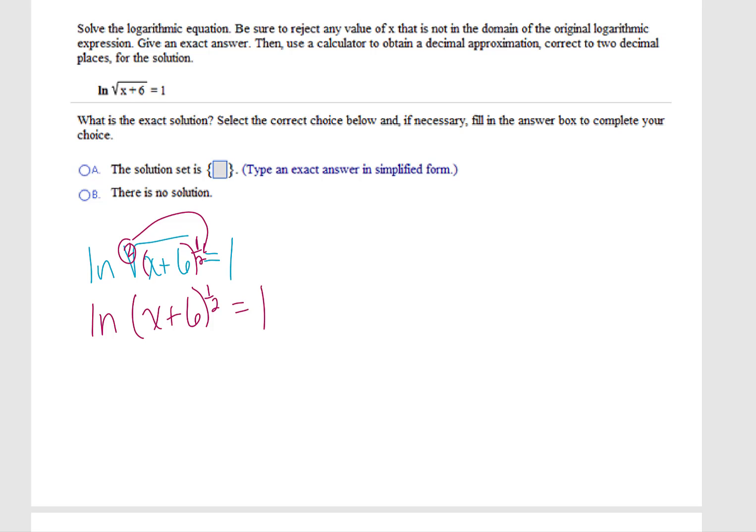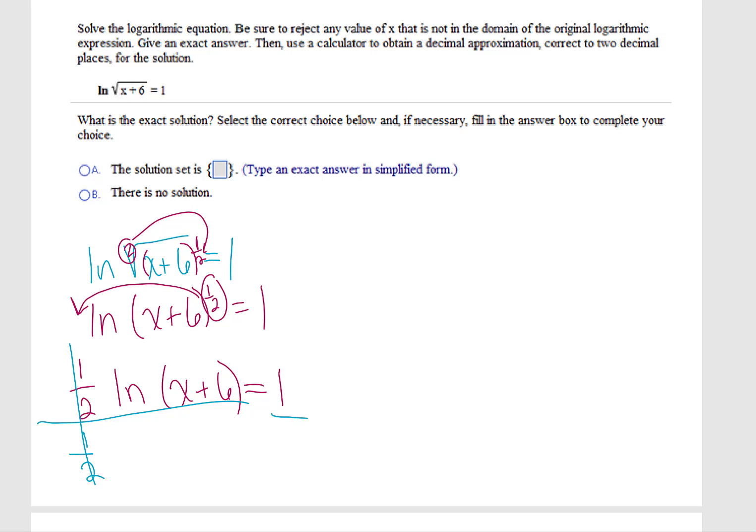All right, so I'm going to take this exponent and put it up front. Again, these are some of those properties that we learned, so you might have to go through some of the previous videos. Okay, remember I want that basic logarithmic form, so the 1/2 hanging around up front has got to go. I'm going to divide by 1/2, divide by 1/2, bring it up here. Now I have natural log of x plus 6 equals 2.